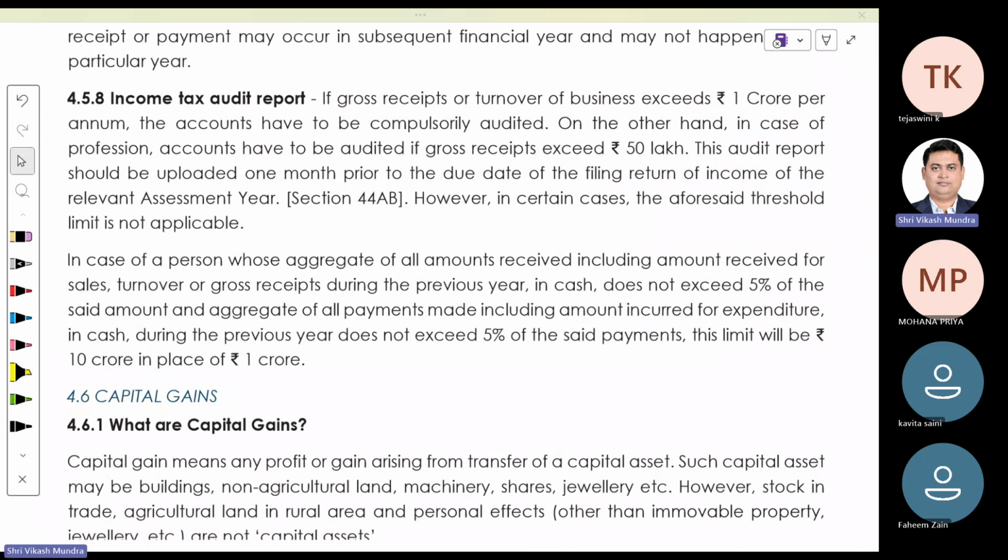Is it clear to all? Yes, earlier it was 5 crore. Now it is revised. A couple of years back, it was revised to 10 crore. Earlier it was 5 crore, now it is 10 crore.